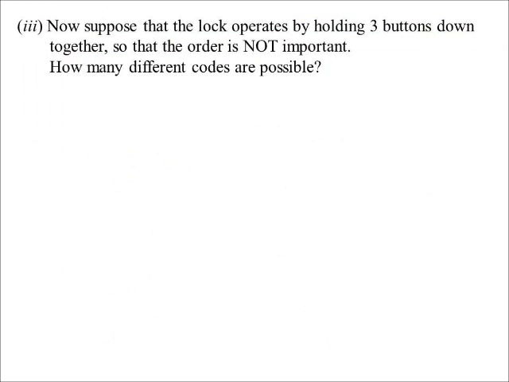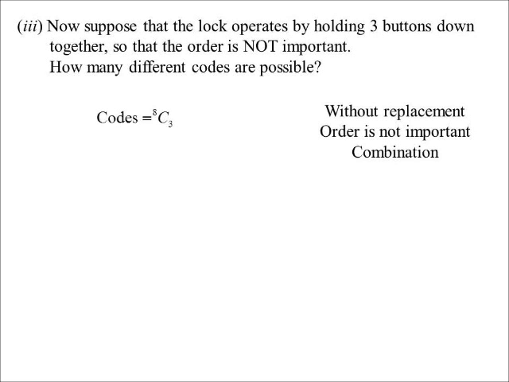Then the third one says, oh no, this is how the lock's going to operate. You've actually got to hold the 3 buttons down at the same time. So now it becomes a combination because the order doesn't matter because you've got to press them all 3 at once. So 8C3, 56 possibilities. So I like that question because it sort of went through all the different ideas with the same question.